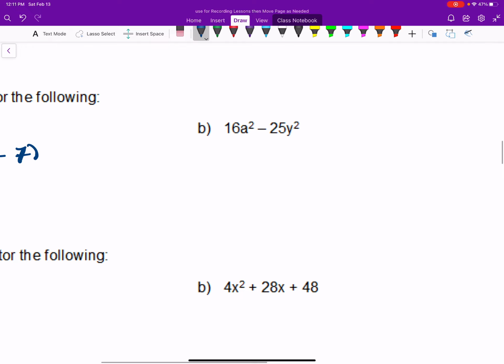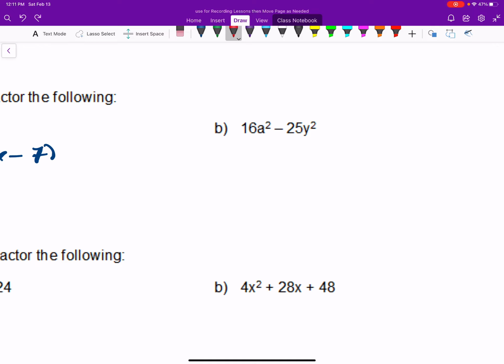For B part, again, is there a common factor? Well, does something go into 16 and 25 other than 1? No. A squared and y squared? No, no common factors. But it does look like a difference of squares. Minus sign. So that's two terms with a minus sign between them.